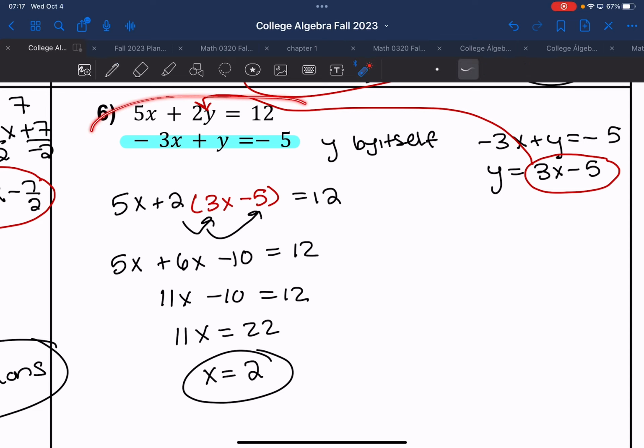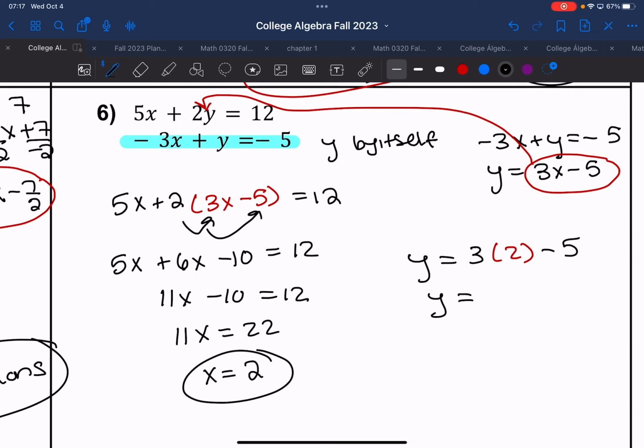Good, so any of these ones, or where we got y by itself. Which one's easier? The y by itself. So I have y is equal to 3, plugging in that 2 for x, minus 5. So that means I have y is equal to 3 times 2 minus 5, so y is 1. And that means I have one solution at what point? 2, 1.